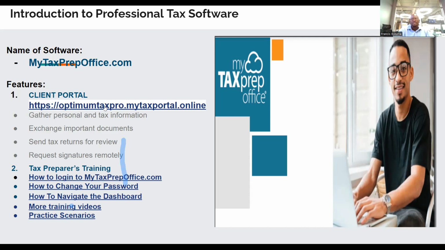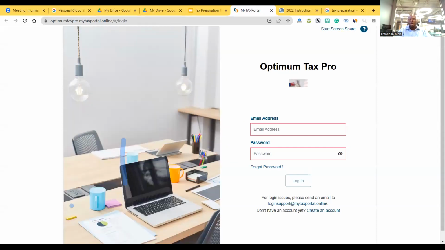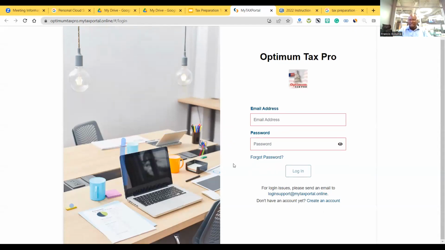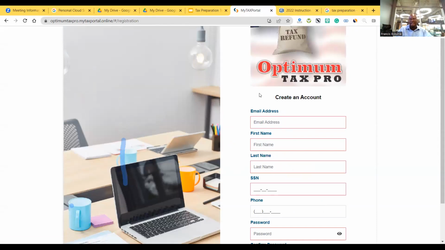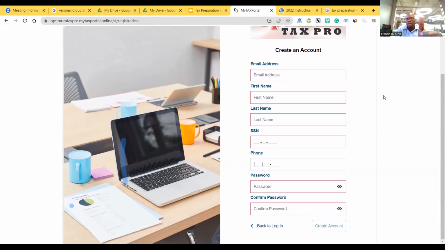Let me open this link now. This is the link, and you see, it's co-branded with our name, Ultimo Tax Pro. If it's a new customer, they need to create an account. If it's an existing customer, they will log in with their email and password and get into their account. A new customer will see create account. I can send this link to people who want to do their taxes. They put in their email address, first name, last name, social security number, phone number, and a password to create an account.